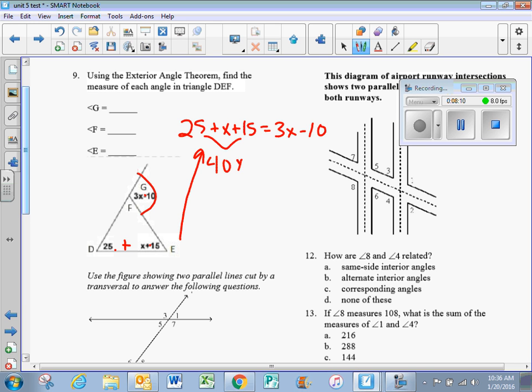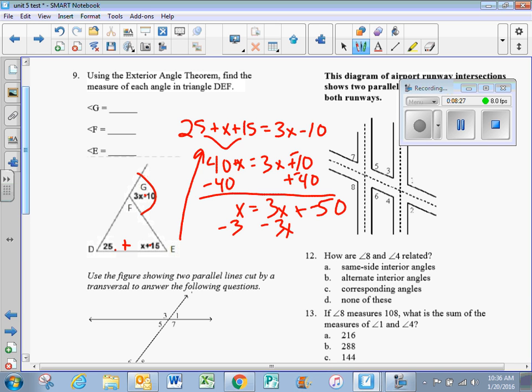40 plus x is 3x minus 10. Subtract 40 from both sides. And that's plus a negative. That's a negative. So I get x equals 3x plus a negative 50. And then I subtract 3x from both sides. And I get negative 2x, that's 1 minus 2 is negative 2, equals negative 50. X is 25. So x is 25.